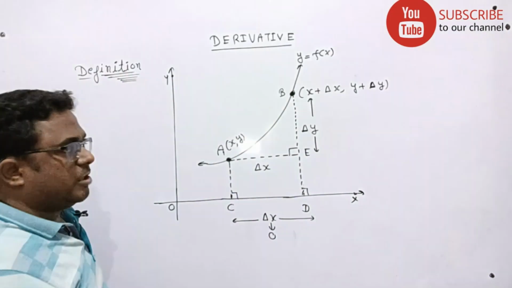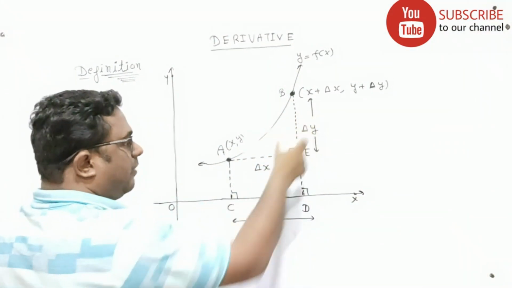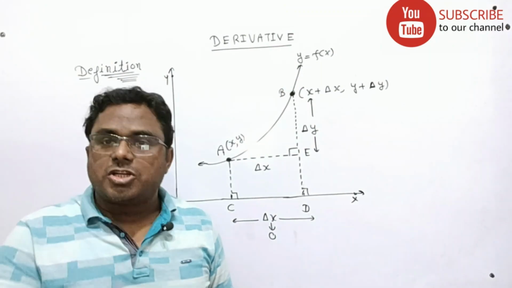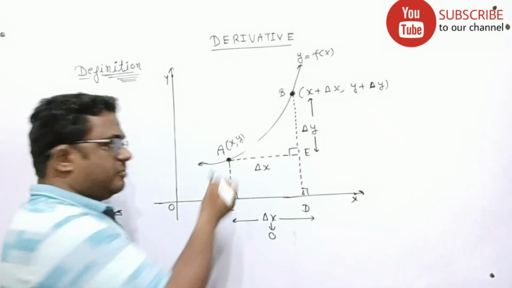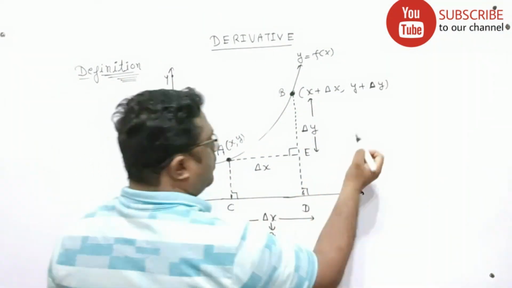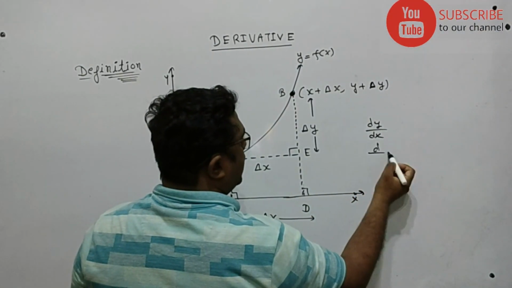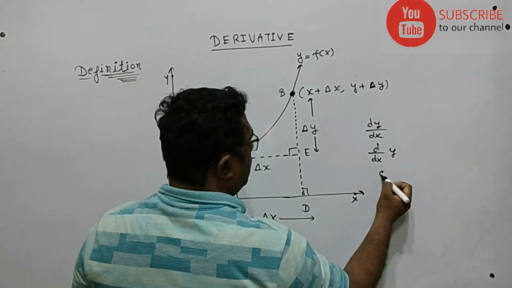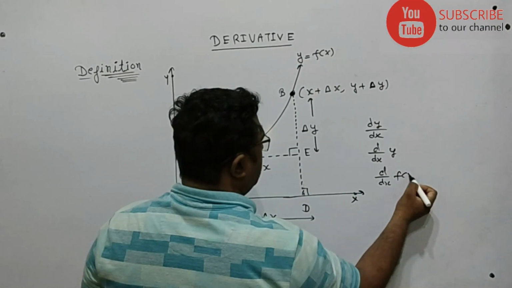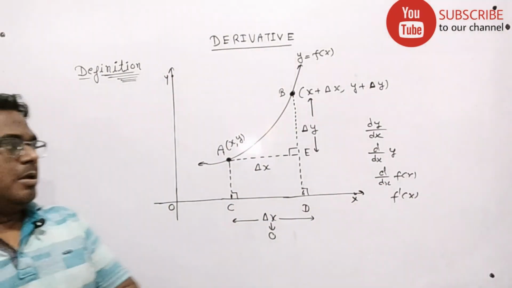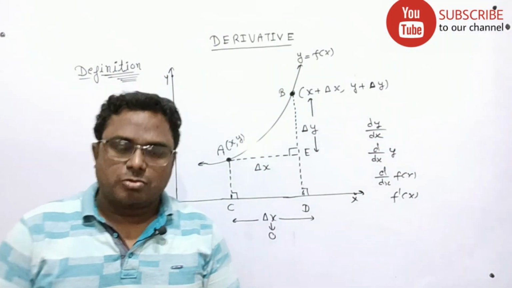In that situation, the ratio of delta y and delta x is called the derivative of the function at the point (x, y), and that is denoted by dy by dx, or d by dx of y, or d by dx of f(x), or f dash x. There are many symbols to denote derivative, but these four are the commonly used symbols.